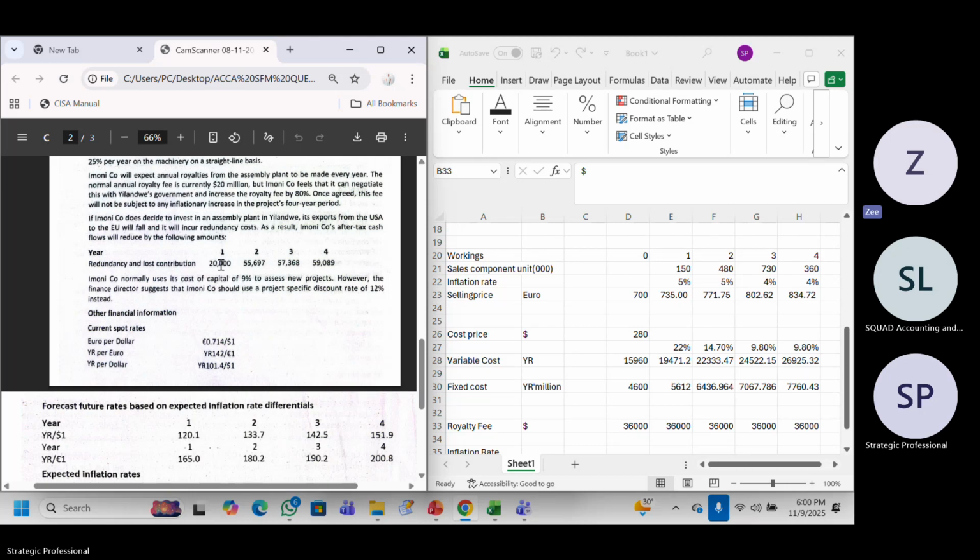Sorry to cut you in. On the royalty fee, I noticed the question wrote 20 million, and it says it's going to increase the royalty fee by 80%. But you got 36. Can you please explain? Look at it now. They said it's 20 million, but they are increasing it by 80%. This royalty fee will be a cost, right? Yes. And also a revenue too. Yes. Okay. All right, let's move on.